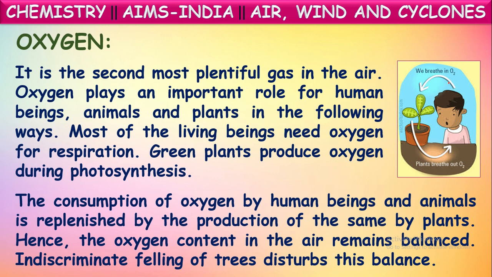But what is happening nowadays? Indiscriminate felling of trees disturbs the balance. If plants are continuously there, they produce oxygen gas and human beings consume it, so it remains balanced in the atmosphere at 21%. But nowadays, people are cutting down many trees for their survival, to construct buildings and for other works. By that, the release of oxygen gas by the plants is being reduced. The consumption continues, but the production of oxygen is being reduced. So it is disturbing the balance of oxygen gas in the atmosphere. So we should not cut the trees as much as possible.